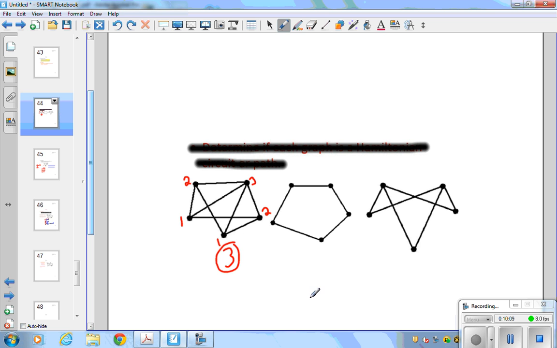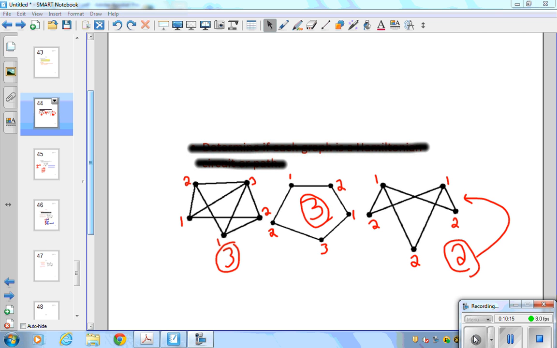Go ahead and pause the video and figure out the other two. Go ahead and pause it right now. Okay, there you have the other two. The middle one was 3, and the other chromatic number was 2. And I'm sure you're going to have questions about this because it's a pretty simple concept, and there's really no set way to do it, so that's usually giving students the biggest problem.